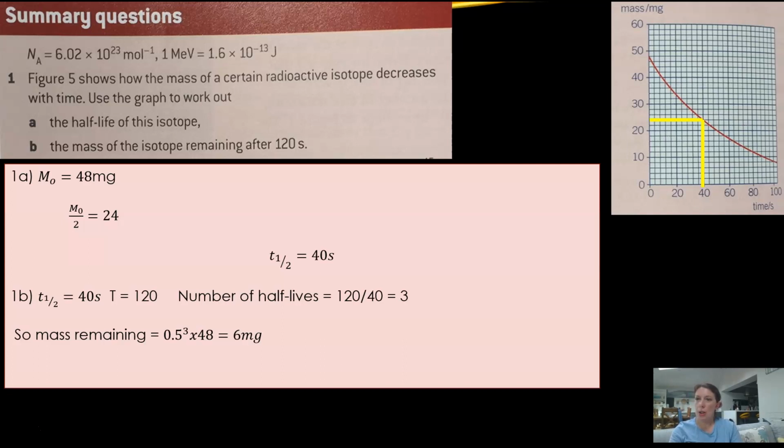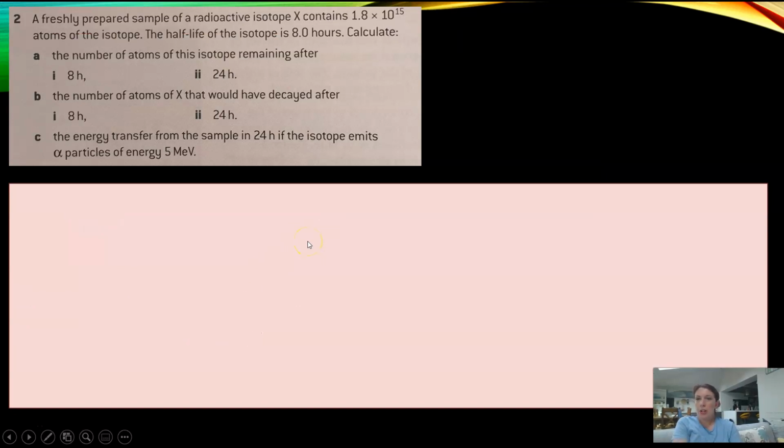Okay, question 2. You've got a freshly prepared sample of radioactive isotope X and it contains 1.8 times 10 to the 15 atoms of that isotope. And the half-life is 8 hours. Calculate the number of atoms of the isotope remaining after 24 hours. So my N0, my initial number, is 1.8 times 10 to the 15. T half-life is 8 hours.